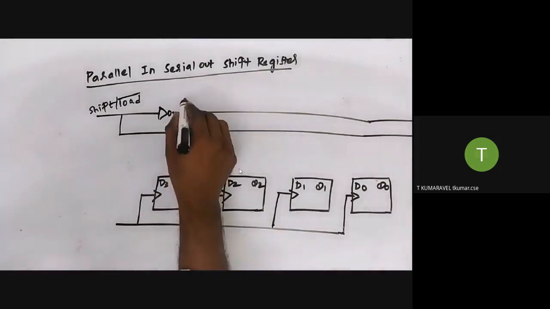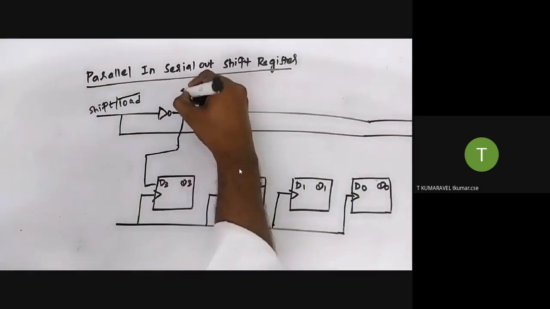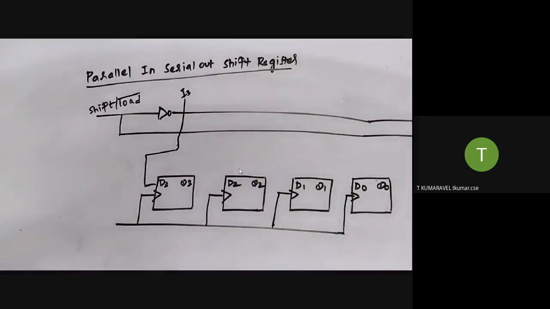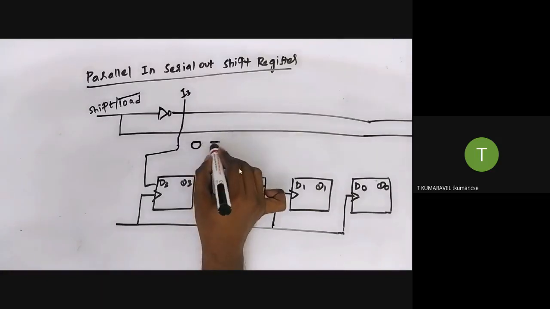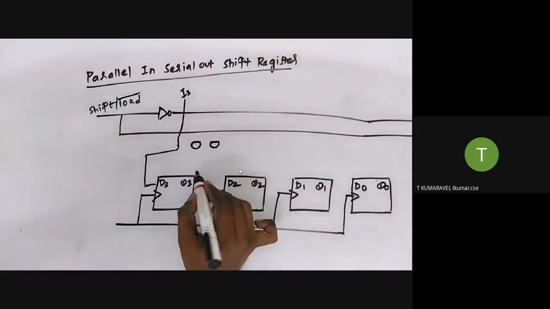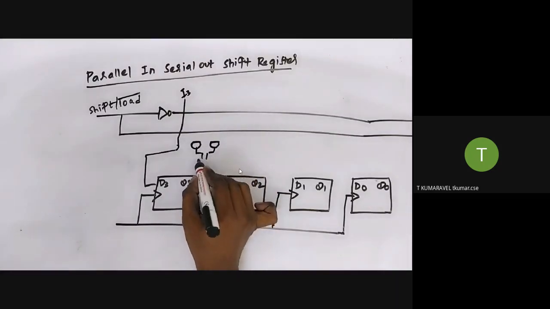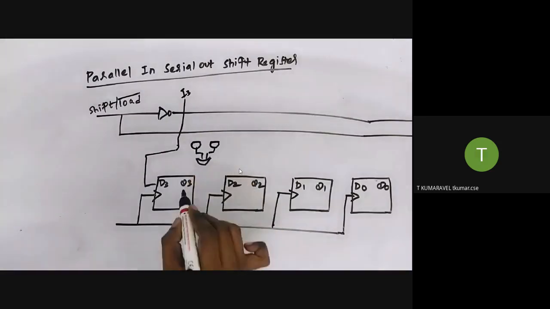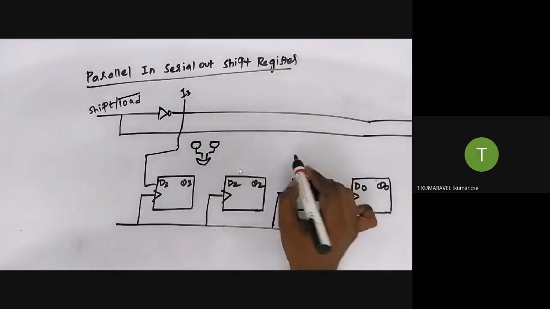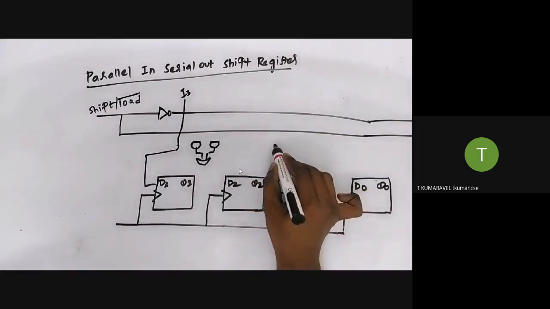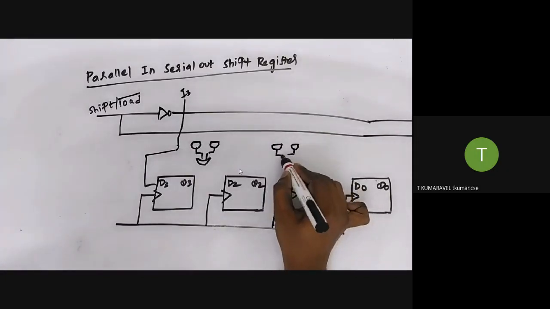For D3, what happened? It simply accepts the data from the user. This is I3. At a time I can perform only one operation, so in order to control the circuit, we are going to use a multiplexer. We have already seen the circuit diagram for the multiplexer. So each flip flop is associated with a multiplexer.